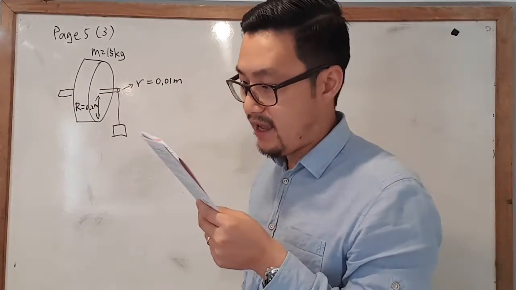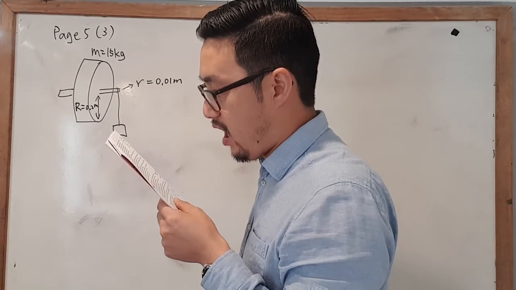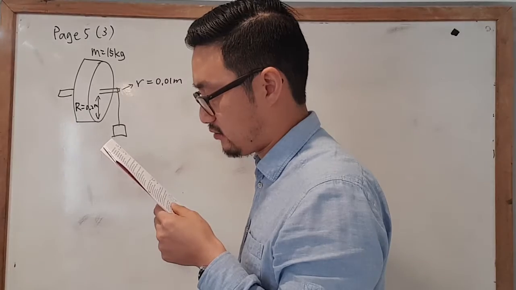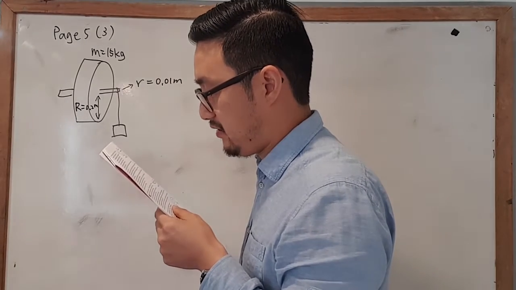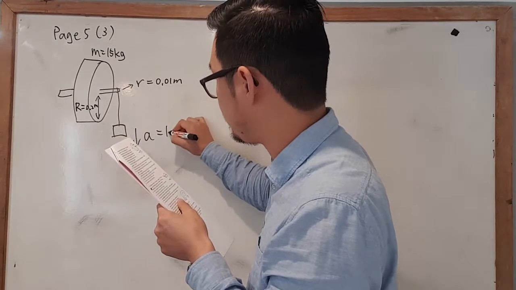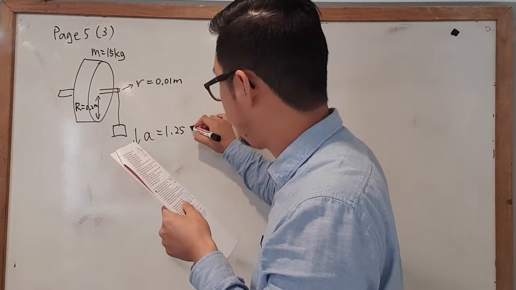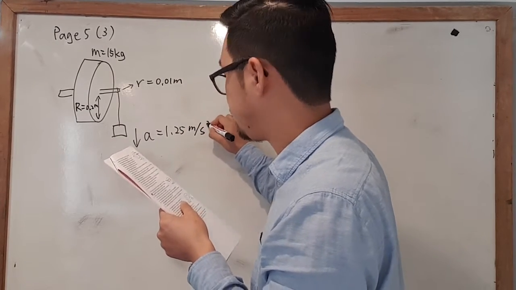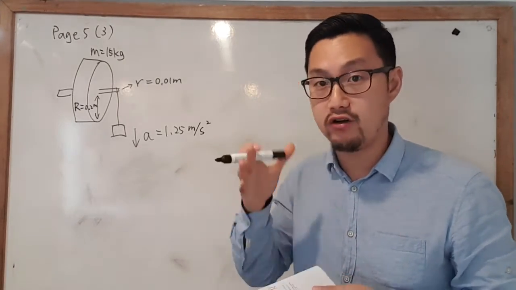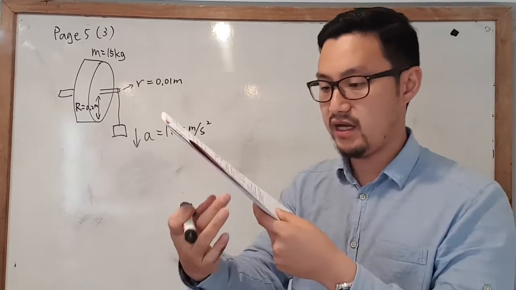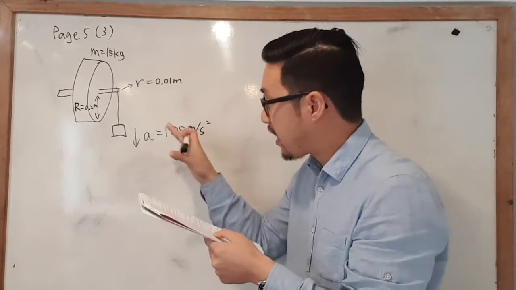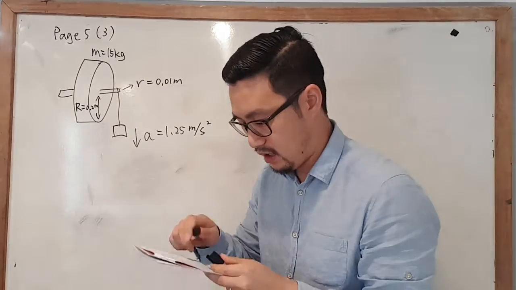Then a cord on the axle hangs vertically, the load is on the ground, and the load is released from rest. This object is going to be accelerating downwards with 1.25 meter per second squared. This question is very similar to the question I talked about the other day, which is question 5, the difficult one. We're going to have a look at this question as well.